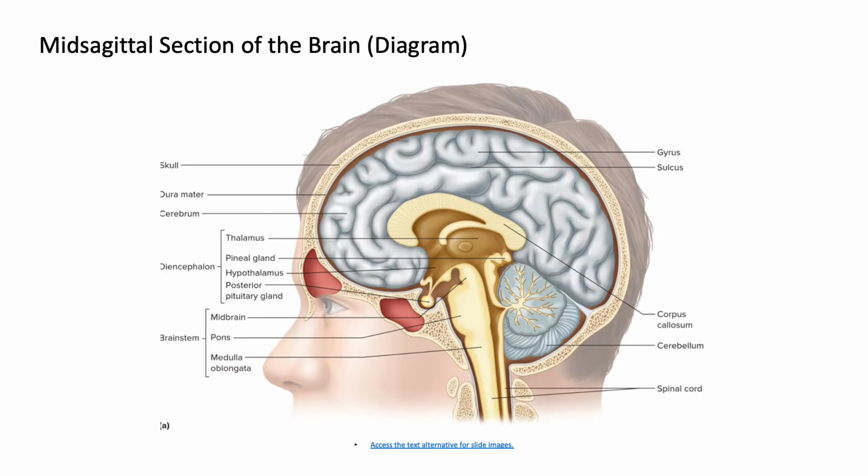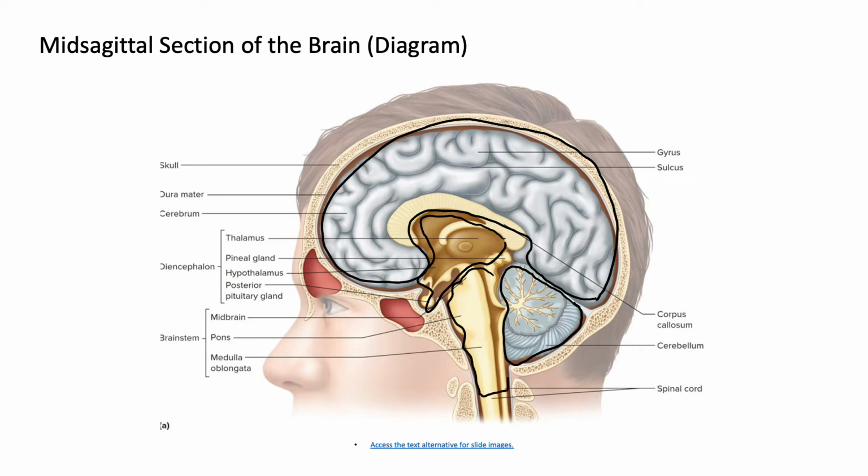In this slide, I am highlighting the four different parts of the brain. This area indicates the cerebrum. Cerebellum is located here. This part of the brain makes up diencephalon, and this area indicates brainstem.